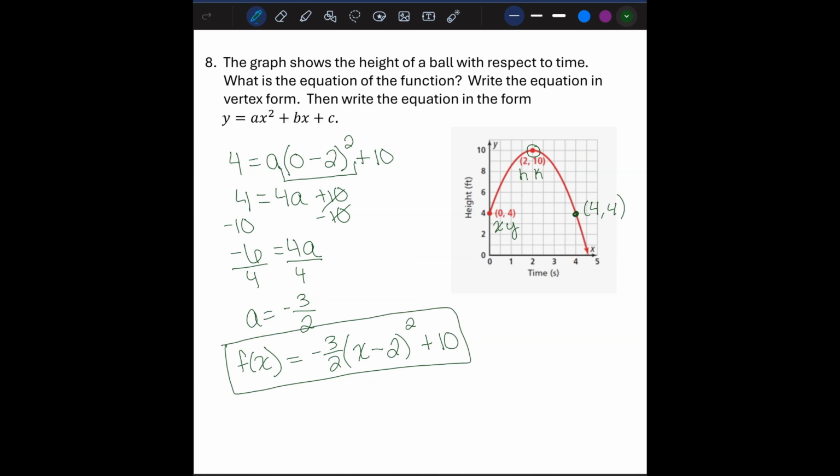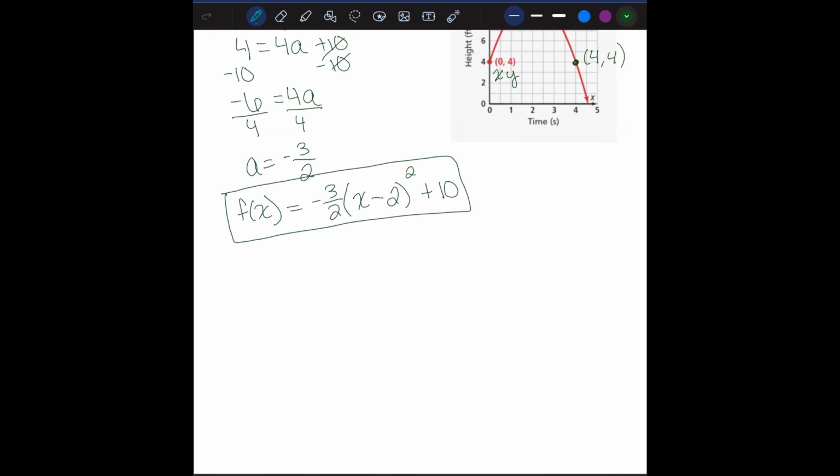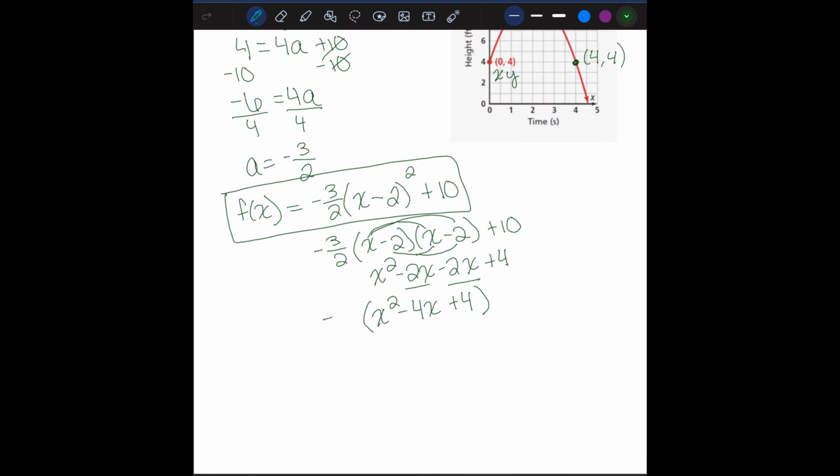Now we're going to multiply this out so that we can get our standard form. So first things first, you're going to take the x minus 2 and square it. That means you have to do x minus 2 times x minus 2. So we have x times x is x squared. X times negative 2 is negative 2x. Negative 2 times x is negative 2x. And negative 2 times negative 2 is positive 4. Your two middles should combine. So now we have x squared minus 4x plus 4. I still have to take that times negative 3 halves.